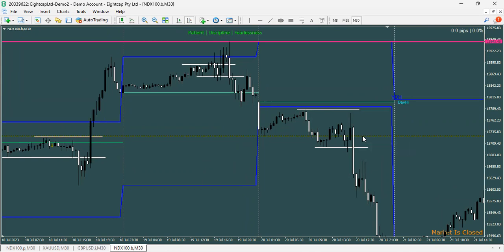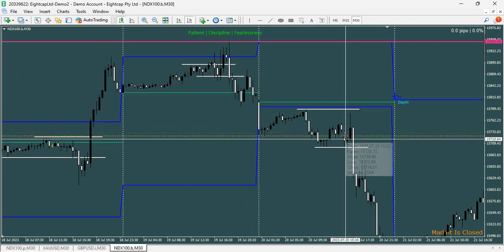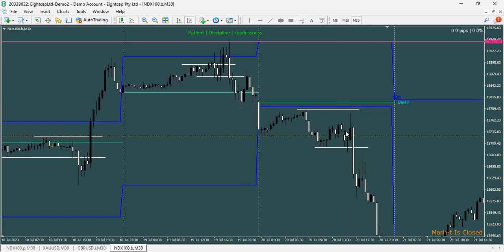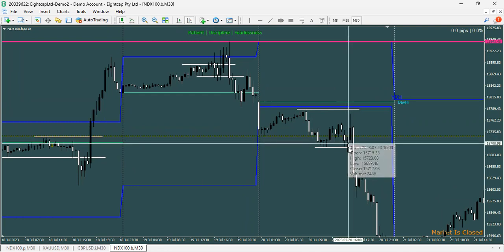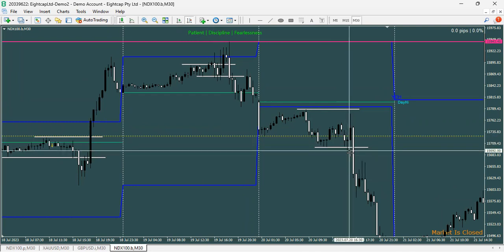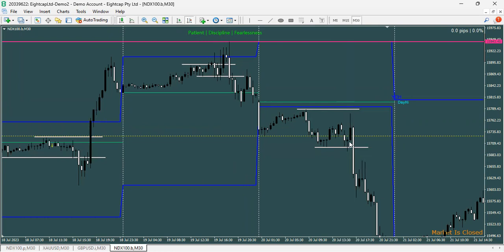Price took out the previous week's high. We did have some news out at 8:30 once again, so you want to wait until after the news. News happens, next candle, 9 o'clock, they give you this pin hammer triggering the low.